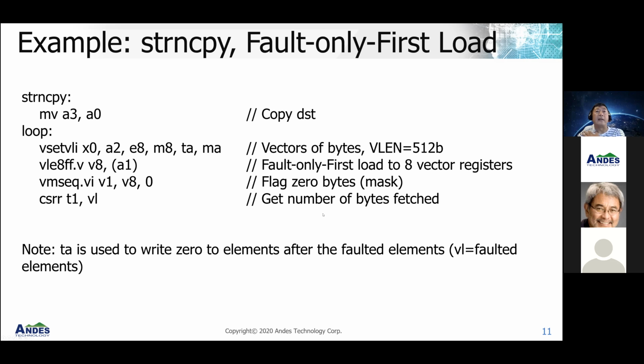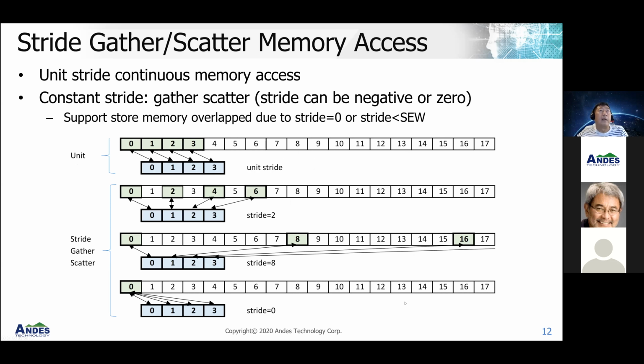And you can get the number of bytes that it fetched by using this command to read VL. In this case, TA is enabled, because TA is used to write 0 to the element after the faulted element. You can have that information, so you can set up the mask if you want to.